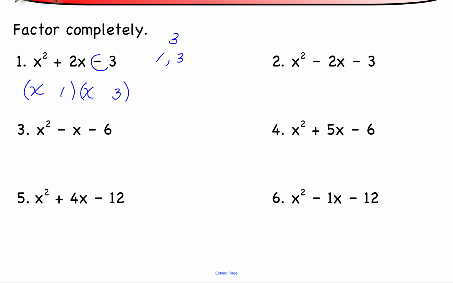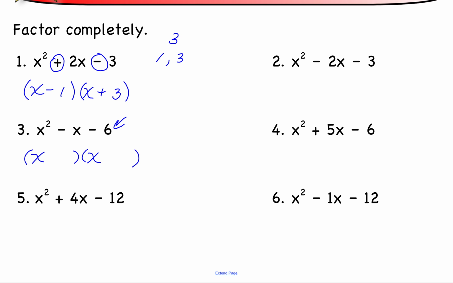Our signs are different this time, so we have a plus and a minus. But how do we know which one's where? Well, this tells us the sign of the bigger factor. So 3 is bigger than 1. It gets the plus sign, and this gets the minus sign. So when you do your outer and your inner, you'll see you get plus 3x and minus 1x, which gives you the plus 2x.